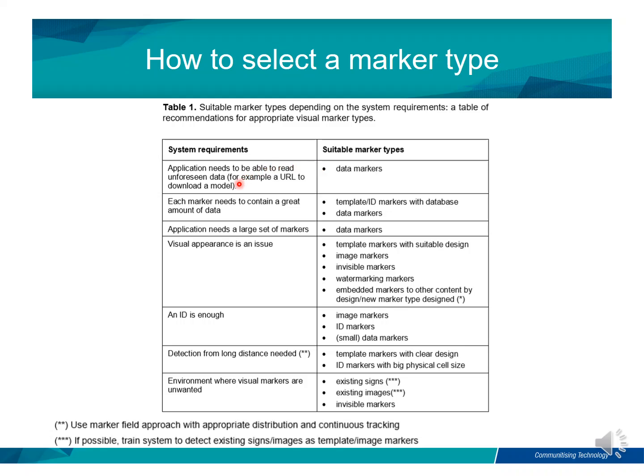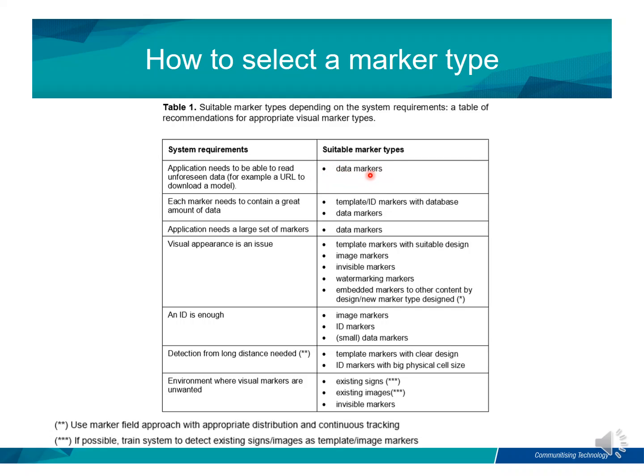If your AR application needs to be able to read unforeseen data, for example a URL to download a model and so on, the suitable marker type is the data markers. This is an application that needs to read data that cannot be seen, for example a URL. So the suitable marker type is data markers.